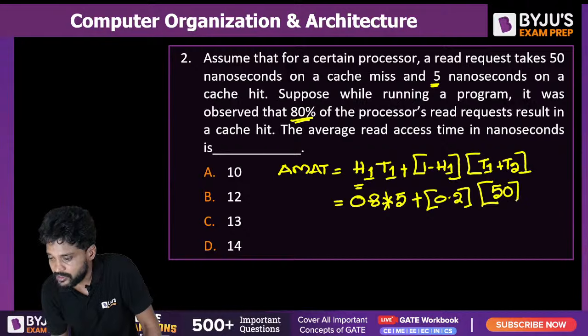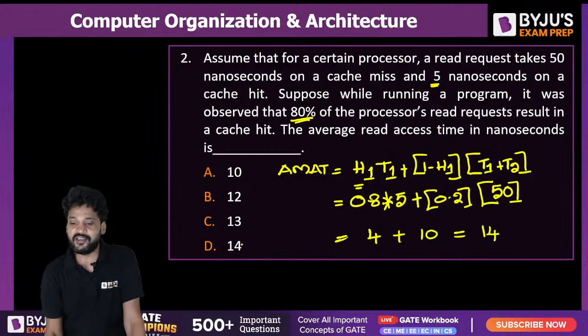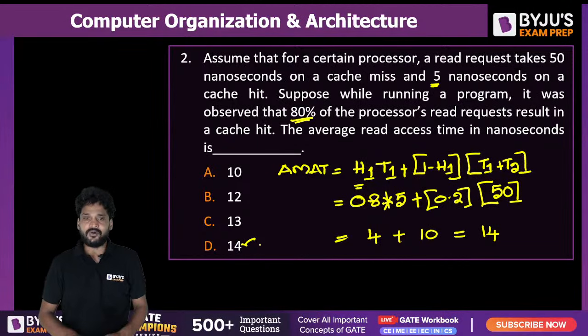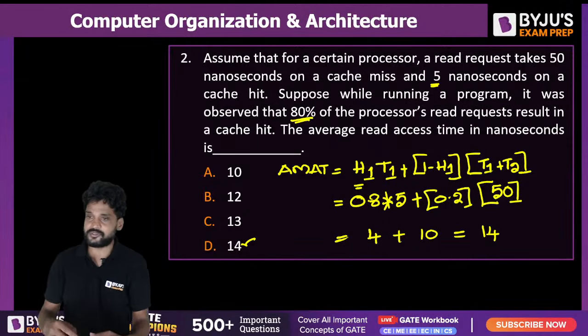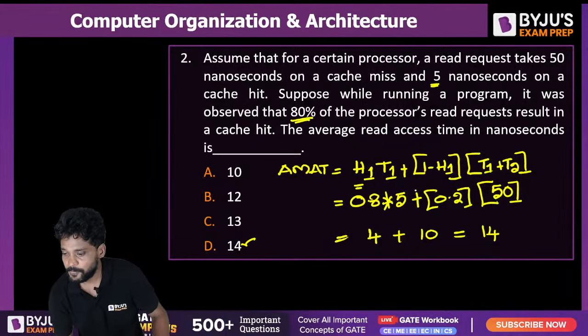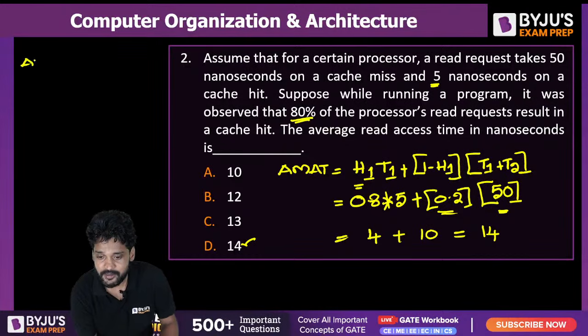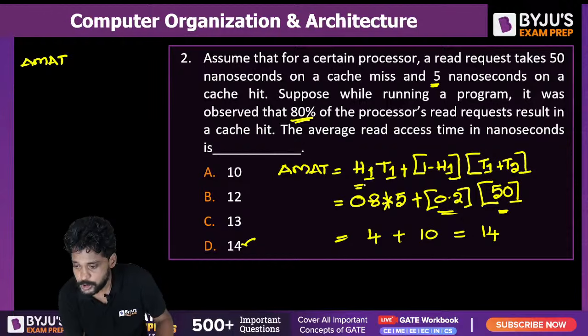Okay. Now 0.8 into 5 is equal to 4, plus 0.2 into 50 is equal to 10, which gives 14 nanoseconds. So option D is the correct option. Here, only one thing we need to understand in this context is how we got to 0.2 into 50. When it comes to AMAT, there is a rule about H1.